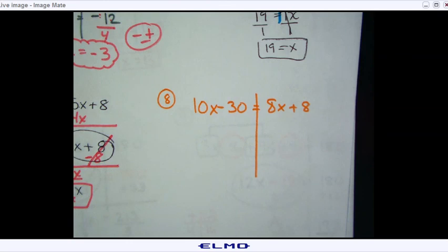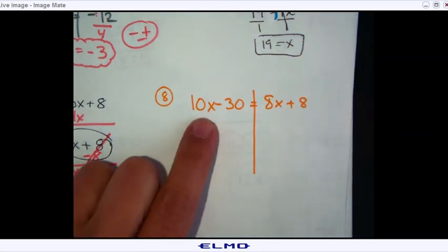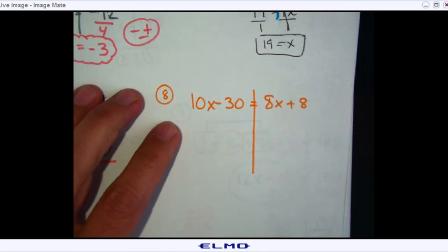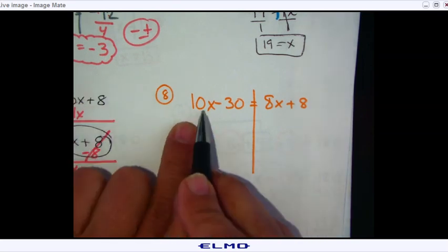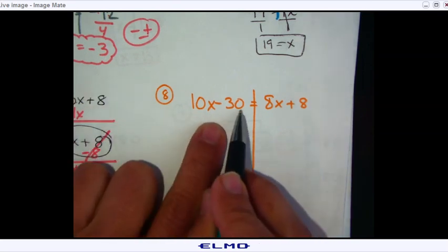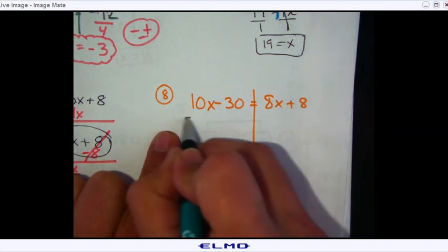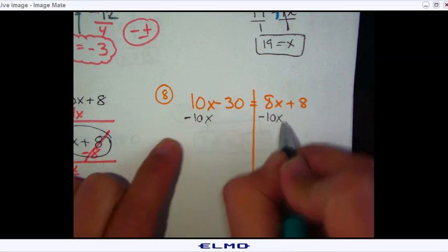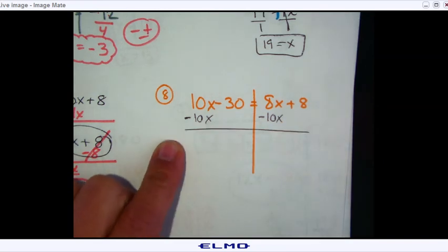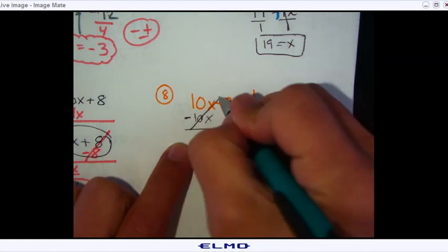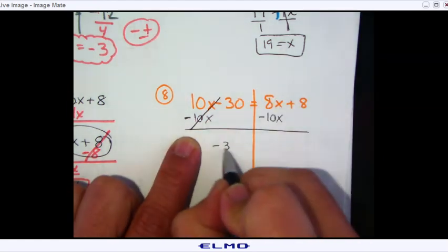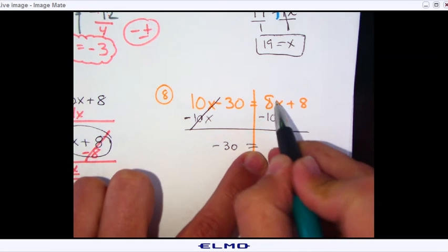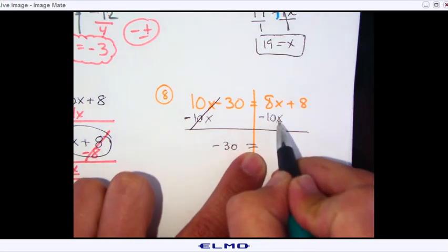Let's check it out. All right, so here we go. Let's say you pick 10x. And you're like, oh, just pick one. All right, because you cannot add 10x minus 30. So let's just say I did minus 10x on both sides. That's okay. Don't get scared and say, oh, just pick one. So that'll be 0. So that'll give you negative 30 equals, now what's 8x minus 10x?